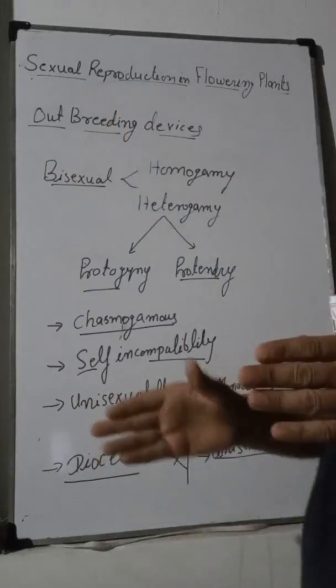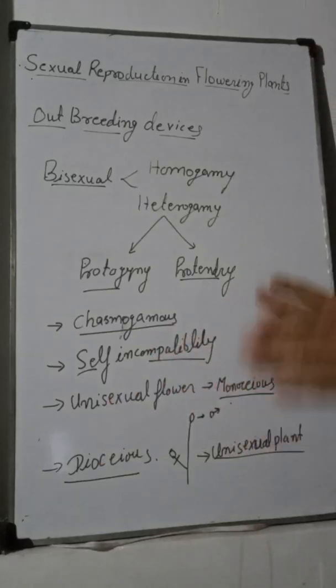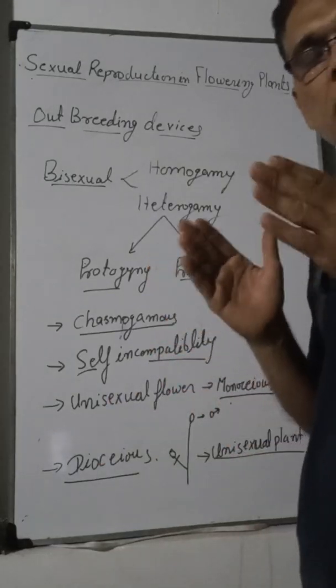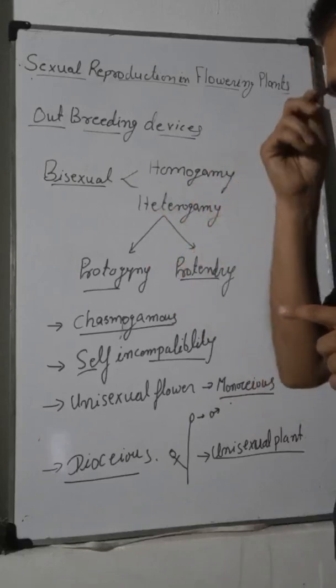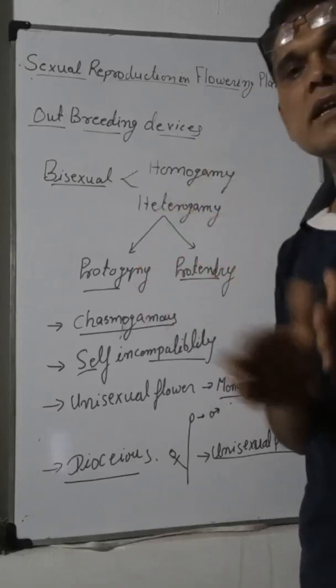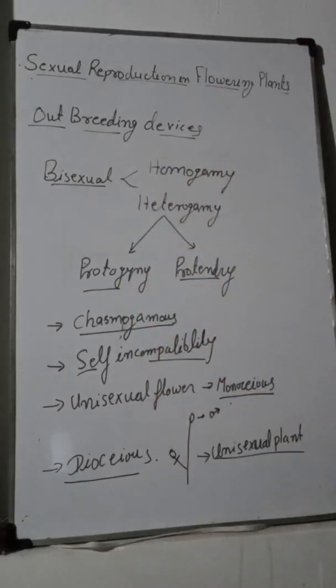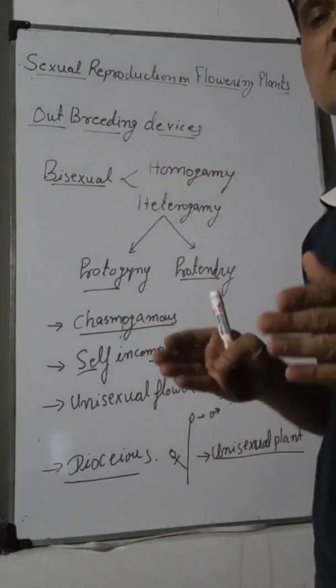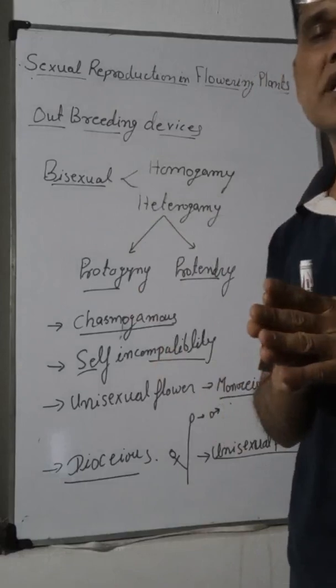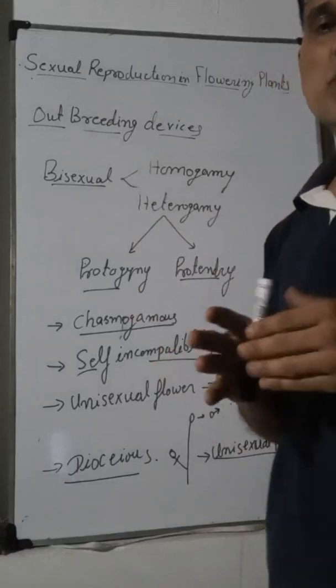In dioecious, only one type of flower is present on one plant. So that plant is a male plant and another plant is a female plant. So these are the different outbreeding devices. These devices prevent self-pollination and increase cross-pollination.